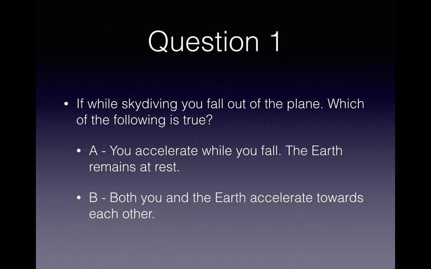So, before we get into it, can you answer this question, A or B, and also give a reason why? If you're skydiving, you fall out of a plane, which of the following is true? The first option is, when you fall, you accelerate towards the Earth, which stays at rest, and eventually you hit the Earth. Or B is, you fall, you accelerate towards the Earth, the Earth also accelerates towards you, and it stops basically when you hit the Earth. So basically, A is you're moving, the Earth is at rest, B is both of you are moving towards each other. Answer A or B, give a reason why.